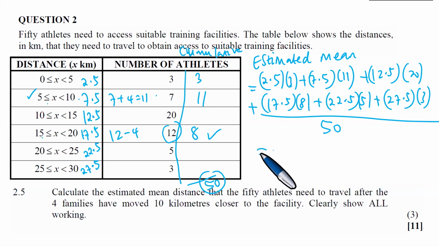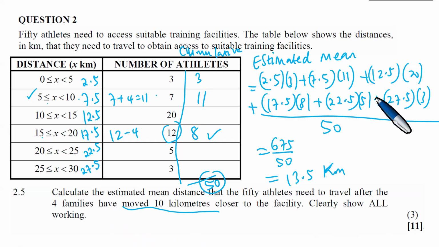Now use the calculator, adding the top things here, we get 675. We divide by what? By 50. Use the calculator, we get 13.5 kilometers. And that is the answer. We get exactly 13.5 kilometers there. That is the estimated mean distance that the 50 athletes need to travel after the 4 families have moved 10 kilometers closer to the facility. Clearly show all your working. We've shown all the working there.